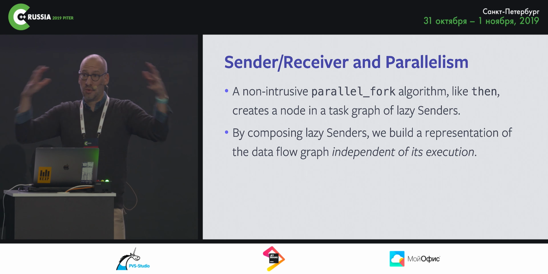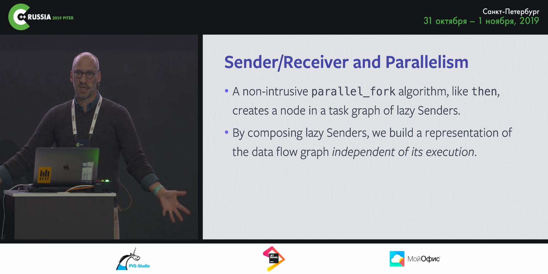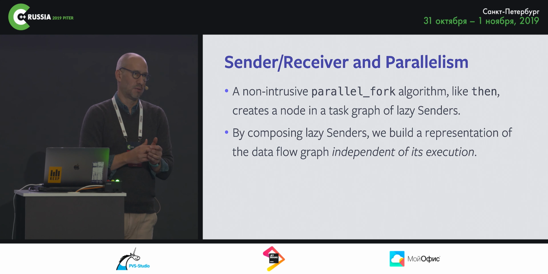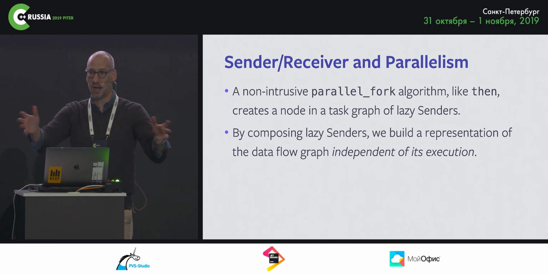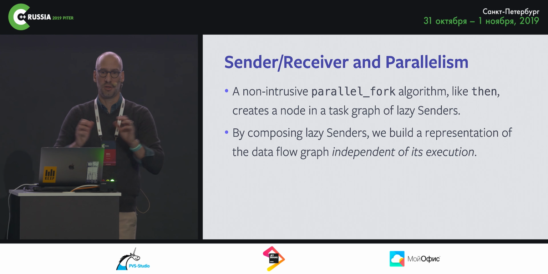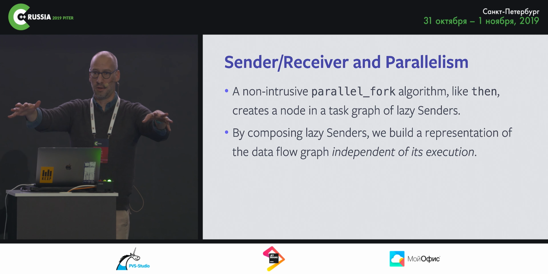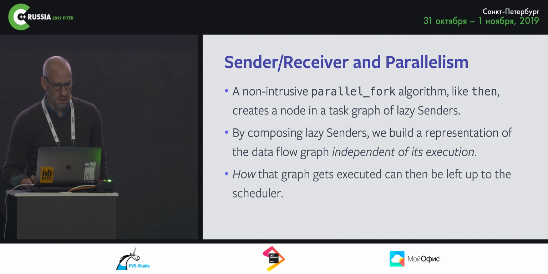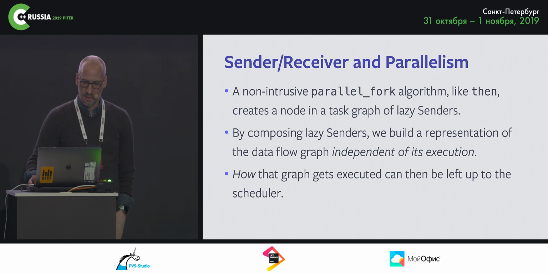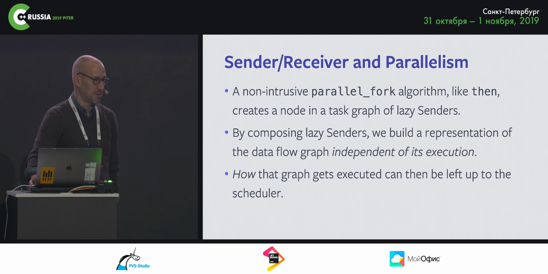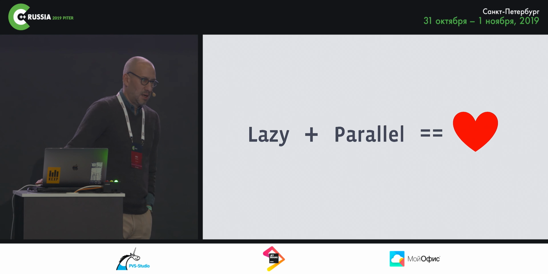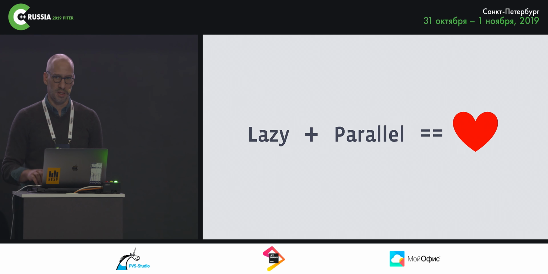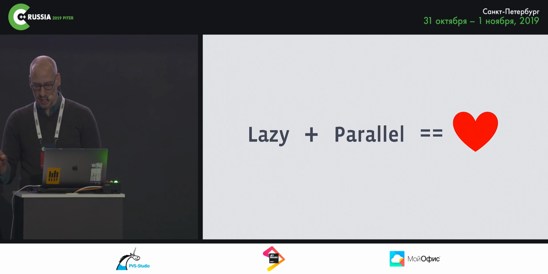But here's the key. You are creating this graph that represents your computation and then handing the whole thing off en masse. Lazy execution lets you do that. It lets you create this lazy task graph and then pass the whole thing off. If you pass that whole thing off to your scheduler and say, by the way, this represents parallel execution, there are no intertask dependencies here, then the scheduler has the opportunity to do something important: apply intelligence. How the graph gets executed can then be left up to the scheduler. So lazy plus parallel is love. If you want to be able to do parallelism, you want to express your asynchronous computations lazily.